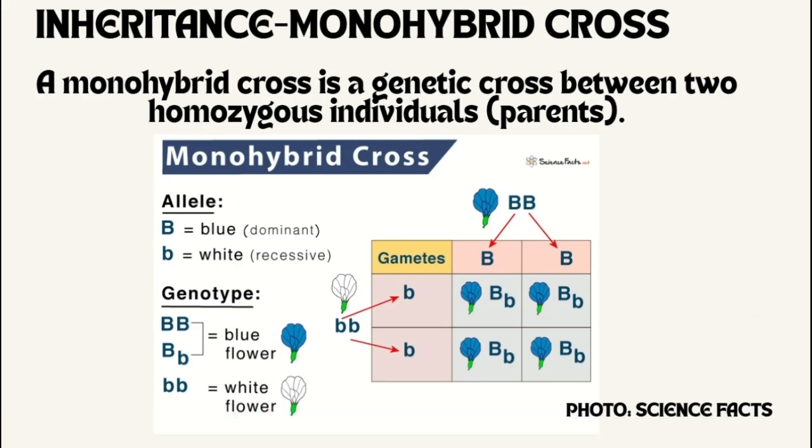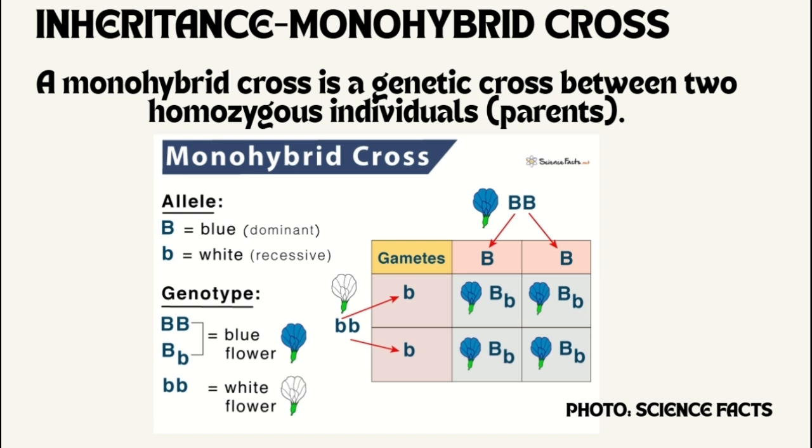Then the last thing we're going to mention is different inheritance. So basically, how inheritance works. We said the entire point of all of this is to find out how genes are passed on. We're going to talk about the monohybrid cross first, and then we'll talk about dihybrid afterwards.